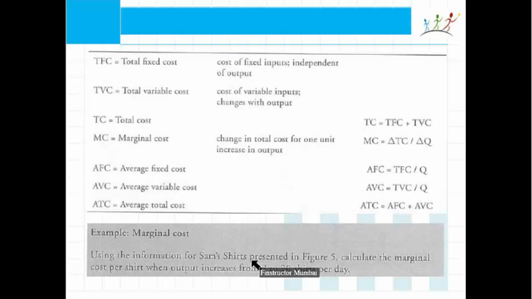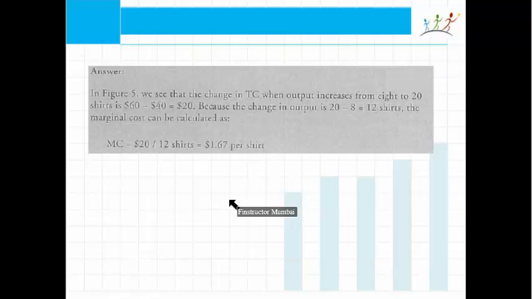Using the information for Sam's shirts presented in the previous figure, calculate the marginal cost when the output increases from 8 to 20. When the output increases from 8 to 20, that is for 12 more shirts, we have to spend an additional $20. So the marginal cost is $1.67 per shirt.